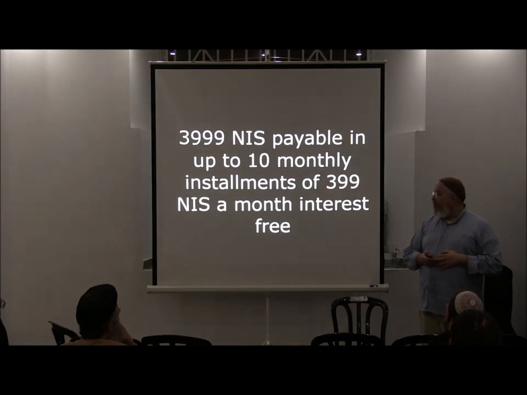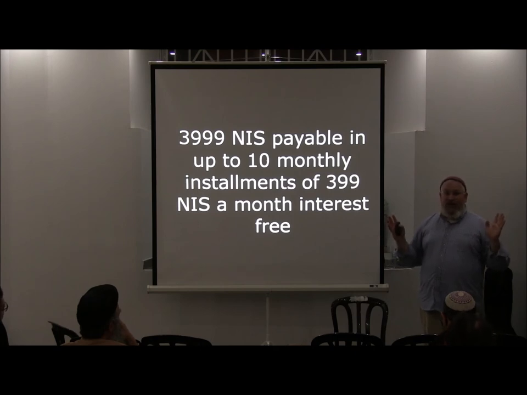Okay, now the cost of the course. The cost of the course is 4,000 shekels. I give up to 10 payments, no interest, no additional anything, 399 shekels a month for 10 months. And basically, I'm trusting you to pay, because it's not like I'm taking it through an Israeli processor, I'm doing it through PayPal. Anyone who wants to pay in installments, I'll ask you to sign a little agreement that says I promise to pay Rob, and I'm not going to be a not nice person and not pay him.